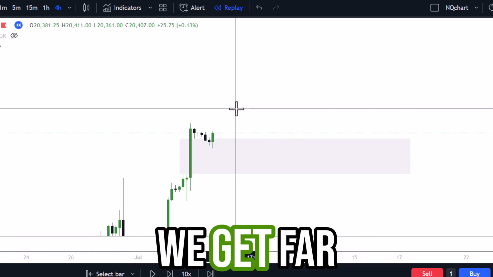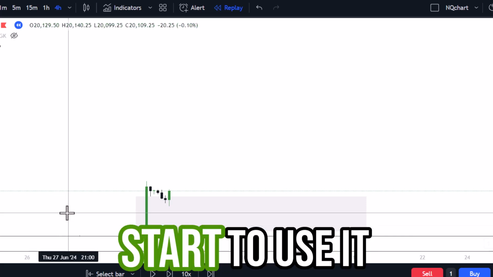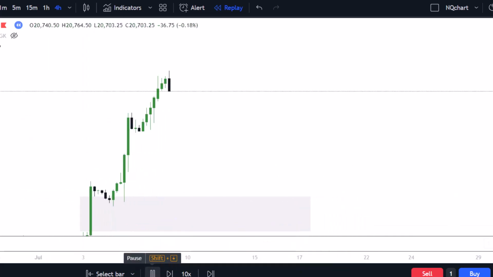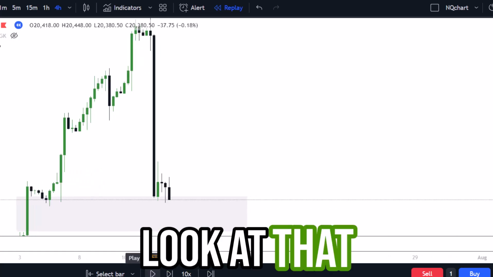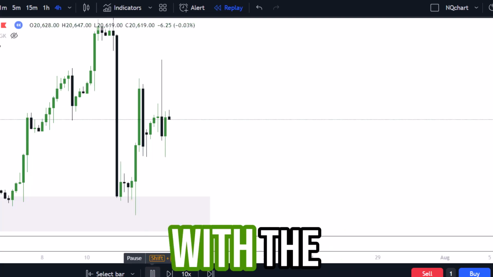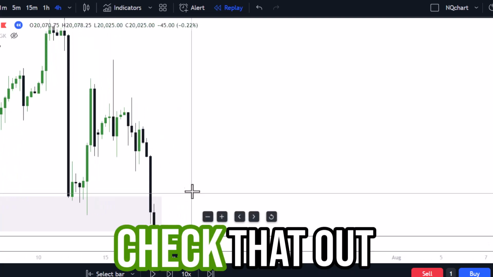But once we get far enough away from it, we can start to use it as a target. So notice what happens as price goes along. Look at that. Boom. We come right back to it, and with strength too.